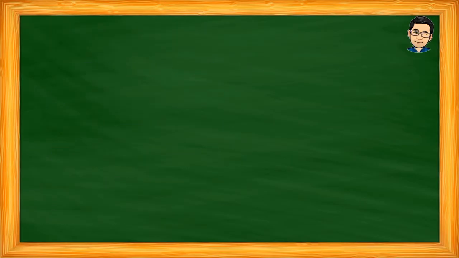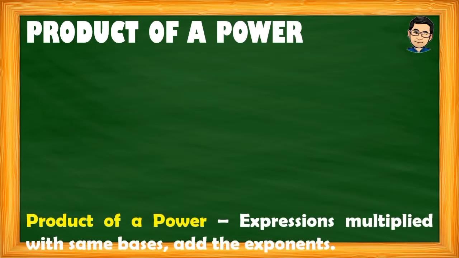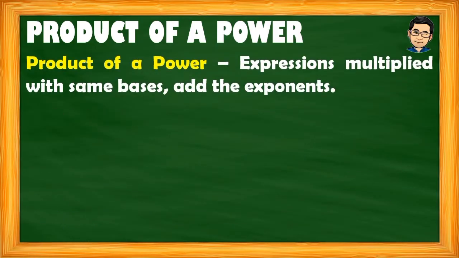So let's start. The first law of exponent is product of a power. Just to recall, yung product, ito po yung result sa multiplication. When two numbers are being multiplied, the result is what we call product. So what is this law? Product of a power says that expressions multiplied with same bases add the exponents. Ibig sabihin po, yung mga expression na pinagmumultiply na pareho yung bases, i-add lang po yung exponents and then simplify.